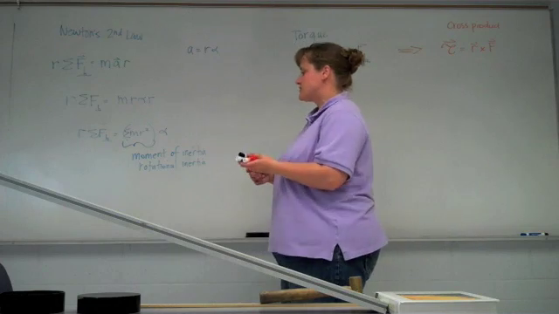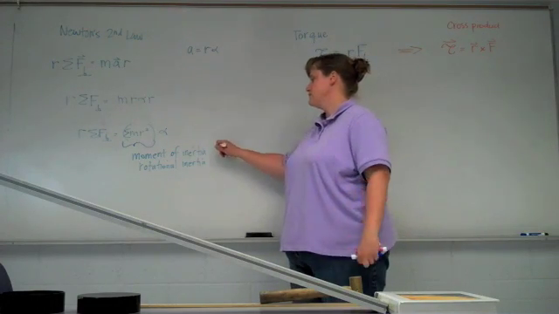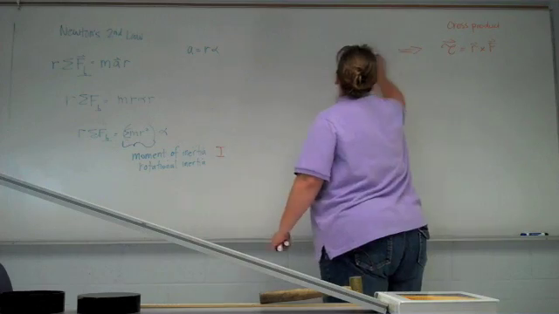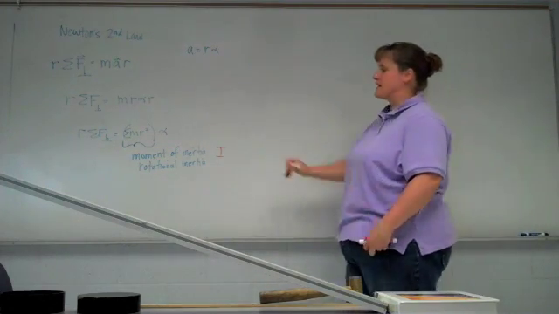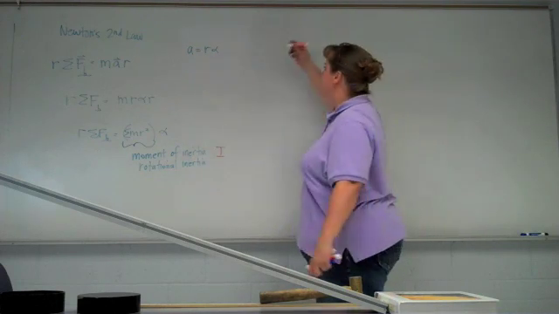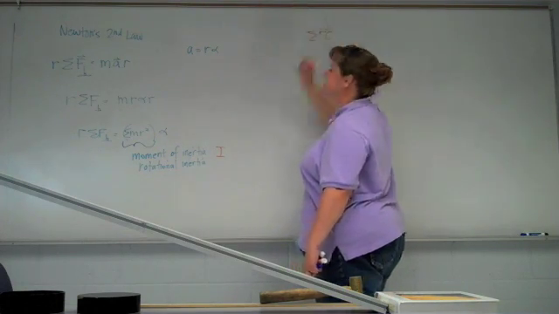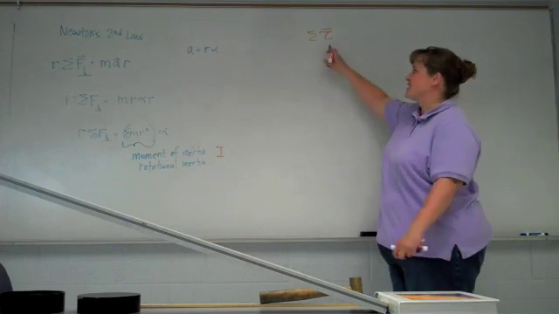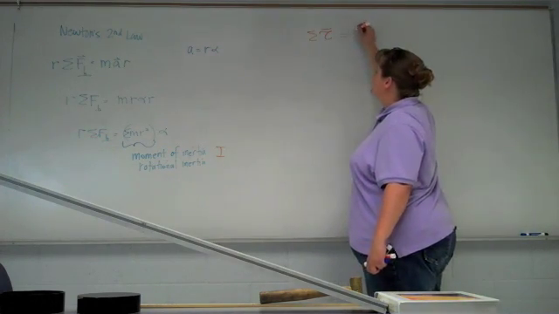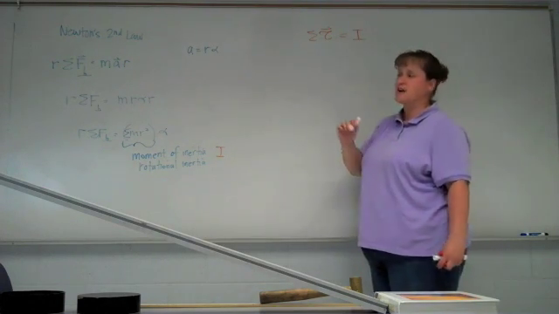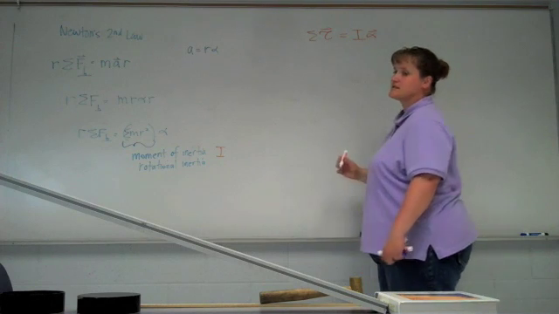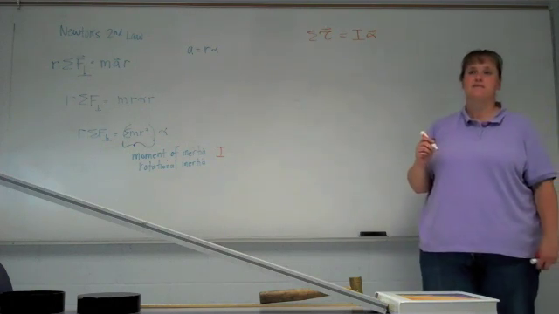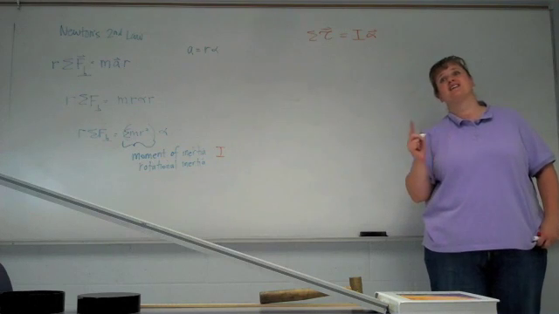Now the symbol we use for moment of inertia is a capital I. So basically, Newton's second law: the left-hand side is simply the net torque acting on the object. If you sum up all the radii and their forces, you get the net torque. That has to equal the moment of inertia of your object times the angular acceleration of your object. This is Newton's second law as applied to rotation.